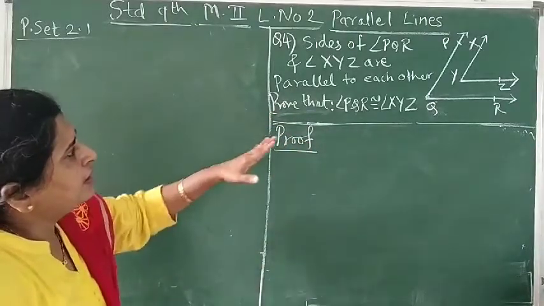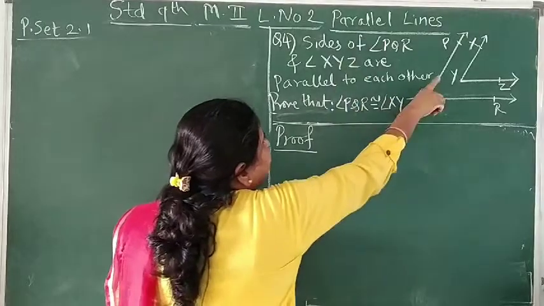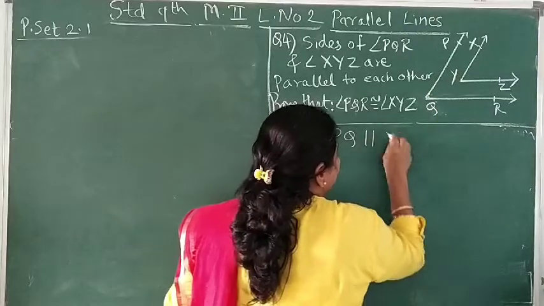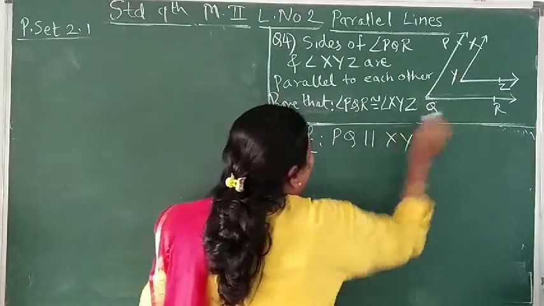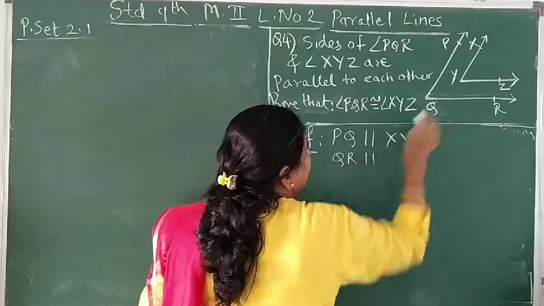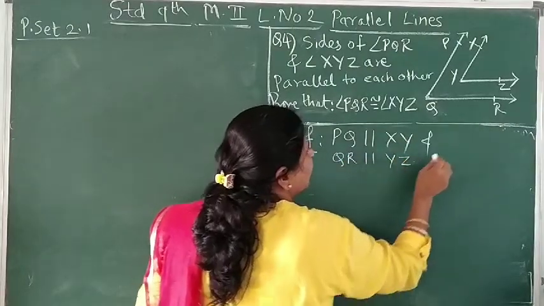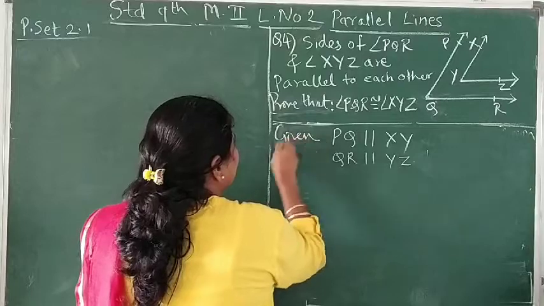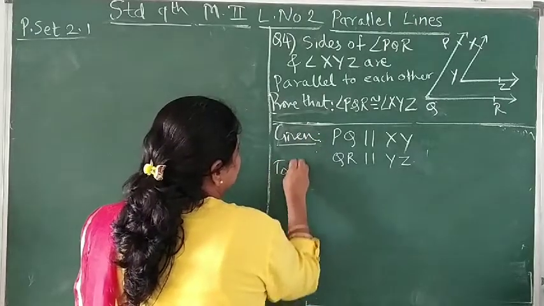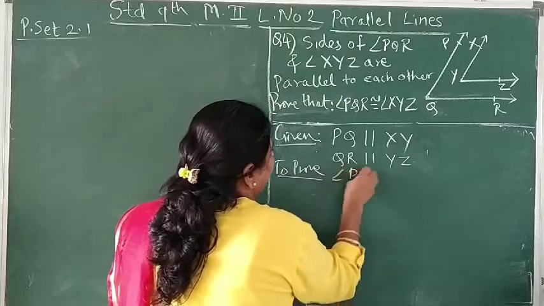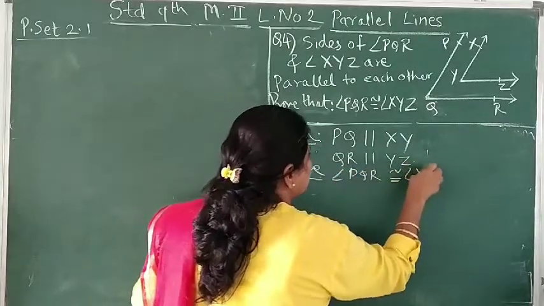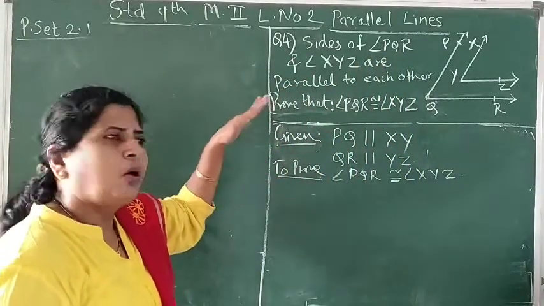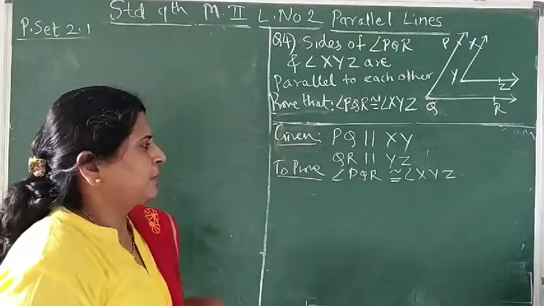So, proof. It's given that the sides of angle PQR are parallel to the sides of angle XYZ. So whatever is given, let's write properly. PQ is parallel to XY and QR is parallel to YZ. This is the given part. And to prove: angle PQR is congruent to angle XYZ. Whatever question is given like this, you can copy it like this in your answer book or in your exam answer sheet.